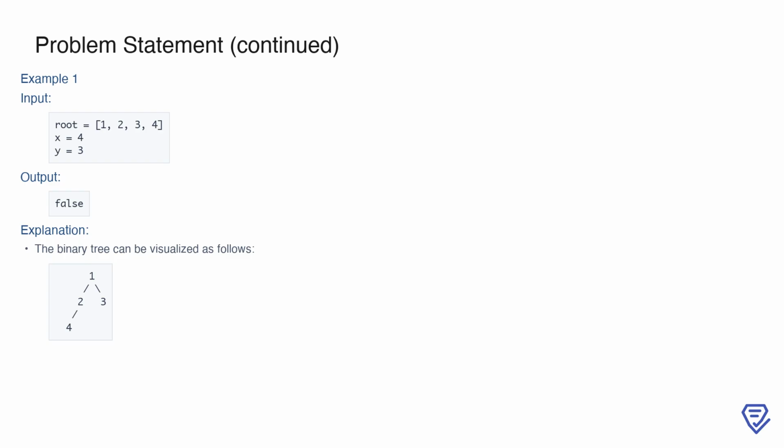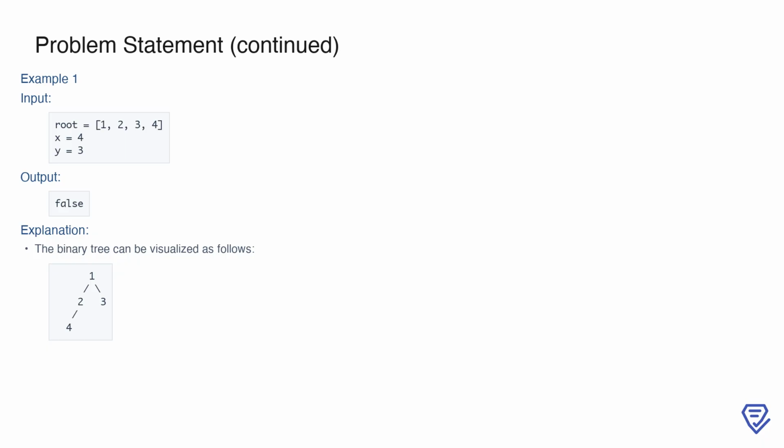Here, the input binary tree is represented as 1, 2, 3, 4, and we are checking the relationship between nodes with values x equals 4 and y equals 3. When visualized, the tree has 1 as the root, with 2 and 3 as its left and right children, respectively, and 4 as the left child of node 2. In this case, the function returns false.